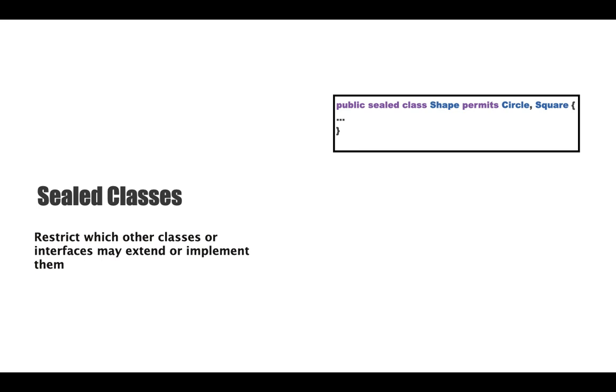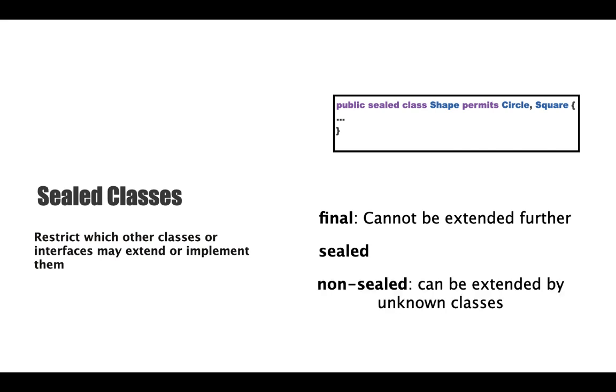Now each subclass has to have a required qualification of one of three types. Final, meaning that the subclass cannot be extended further. Sealed, meaning it is possible to extend it but only by its permitted subclasses. When you have a sealed class, you necessarily need to define permitted subclasses. And non-sealed classes, which can be extended by unknown subclasses. A sealed class cannot prevent its permitted subclasses from doing this. So Shape may only allow Circle and Square to extend it, but Circle can be a non-sealed class and it can allow any subclass to extend it.